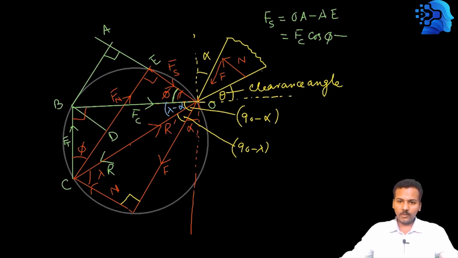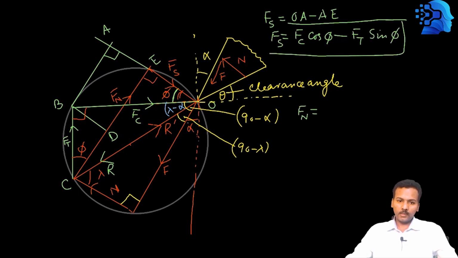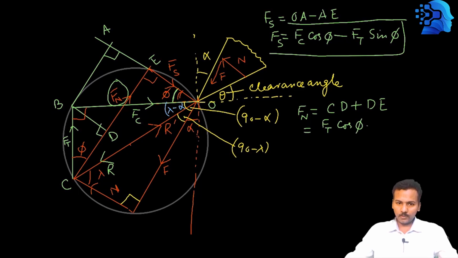So Fs equals Fc cos phi minus Ft sin phi. This Fn can be written as CD plus DE, and this CD can be written as Ft cos phi, plus DE, which can be written as equal to AB. Fc sin phi is AB. So it can be written as Ft cos phi plus Fc sin phi.